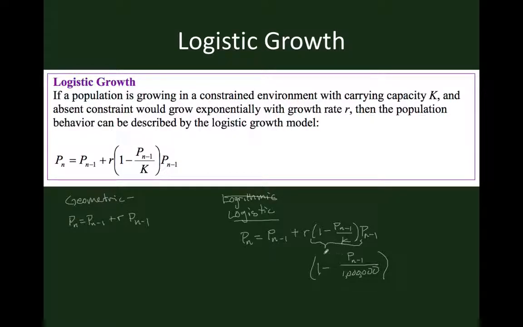Well, maybe it'll get there when n is infinity, but we're not going to wait an infinite number of years to see what happens here. The idea is, as p sub n gets larger, this fraction gets larger, and the difference between 1 and numbers getting closer to 1 gets smaller and smaller and approaches 0. So this factor approaches 0.